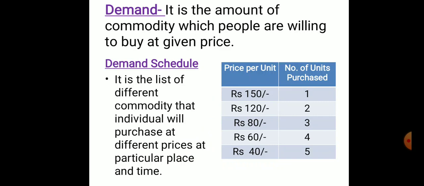So next is the demand schedule. Demand schedule is nothing but the list of different quantities of a commodity that an individual will purchase at different prices at a particular place and time. Again, from the table it is clear that the price per unit for 1 unit is rupees 150. If we purchase 2 units, for example 2 shirts, then the shirts will be given at rupees 120. If we purchase 3, the price will be rupees 80 per shirt, likewise. Means the commodity that an individual is purchasing at different prices at a particular place and time.